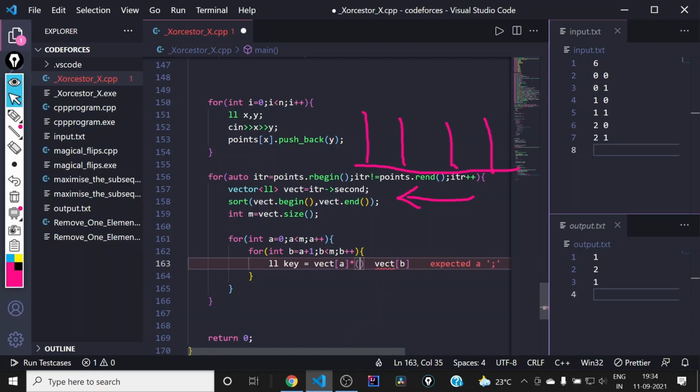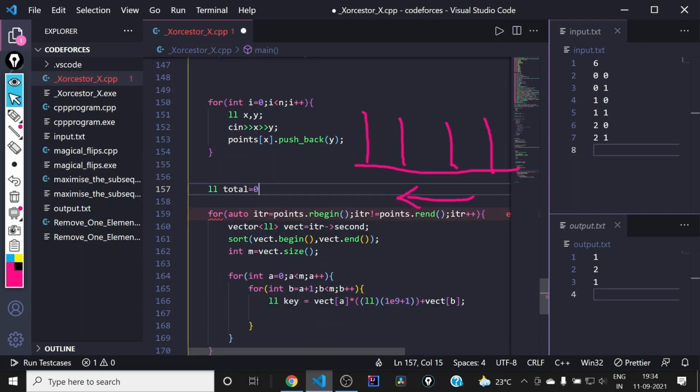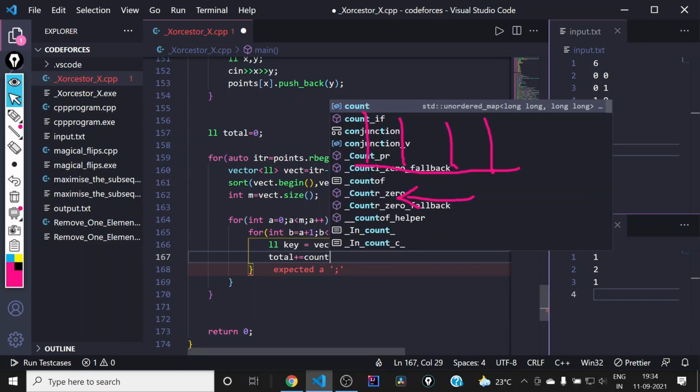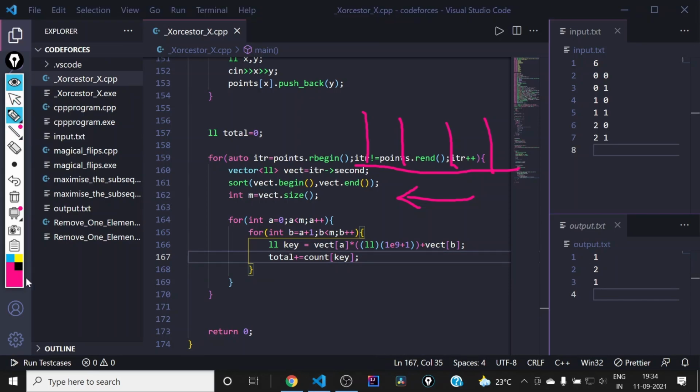Multiplying one with 10 to the power 9 plus 1 will generate a unique hash. We also need a variable for storing the total number of rectangles. So the total number of rectangles will be increased by the count of this key. Basically, we are counting the number of rectangles possible when their leftmost edges are a comma b at this x coordinate. And after this, we need to update the count of key.